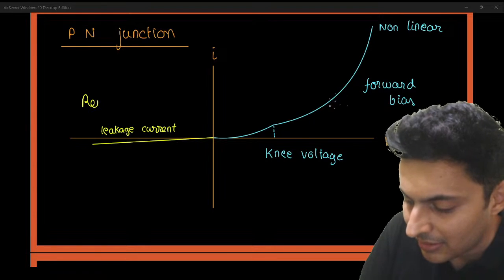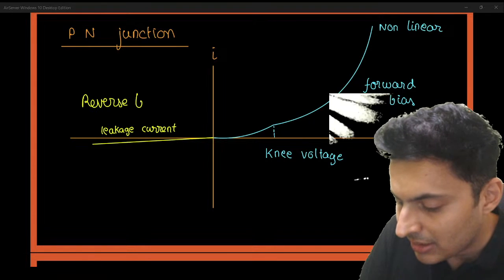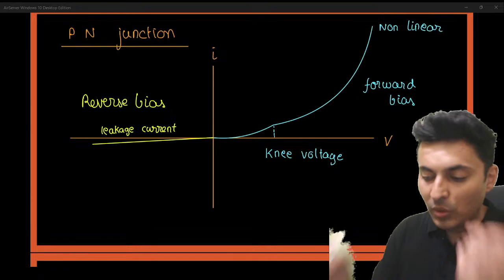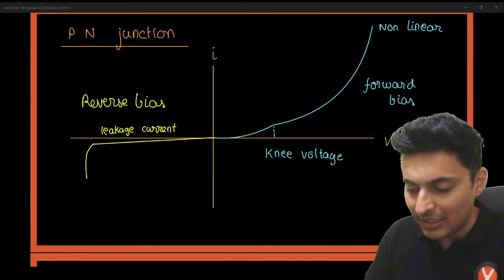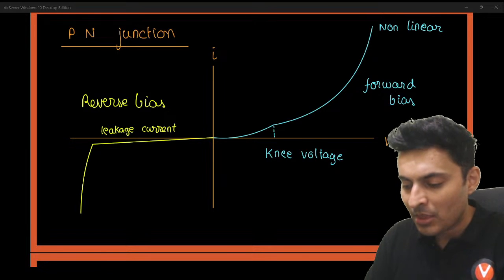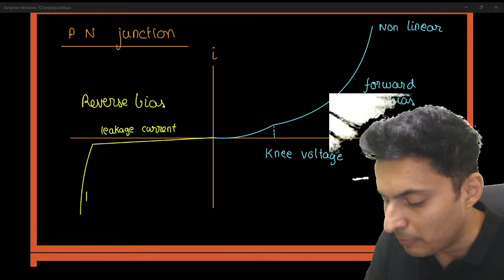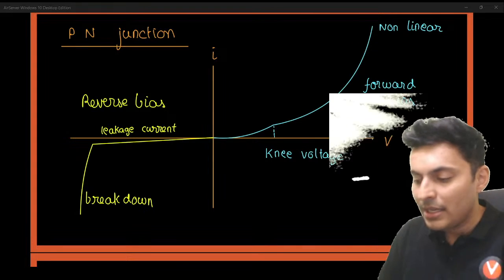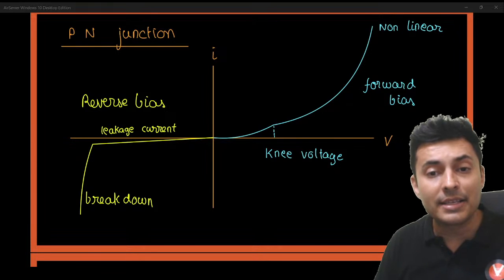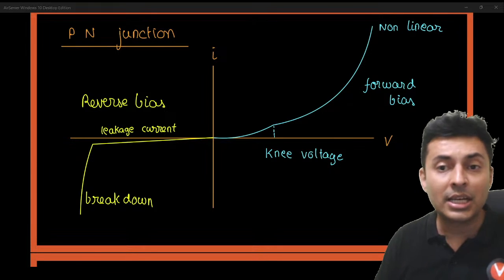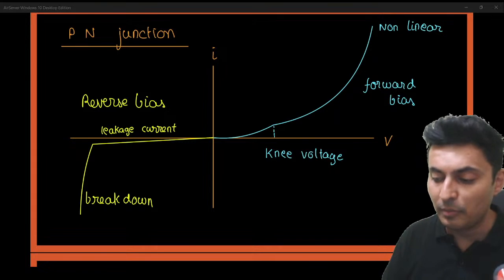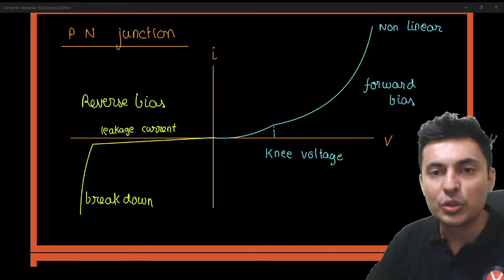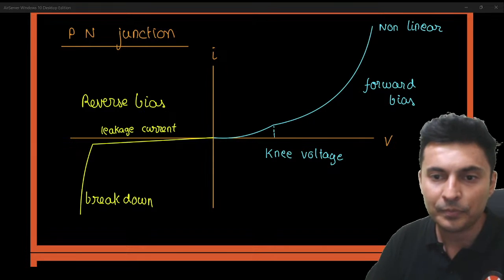This happens in the reverse bias, till a certain level where the voltage is so large in the reverse bias that suddenly you will see this happening. This is called a breakdown, where voltage no longer increases after this point, but current increases drastically. So this is the breakdown which happens in reverse bias. This is another graph which you must know.